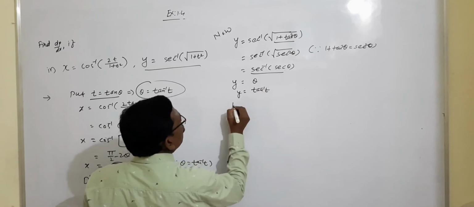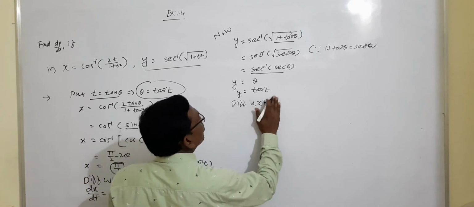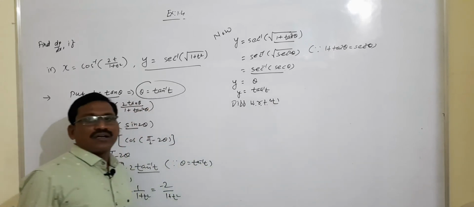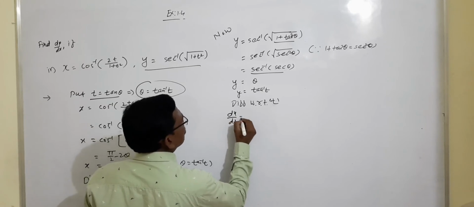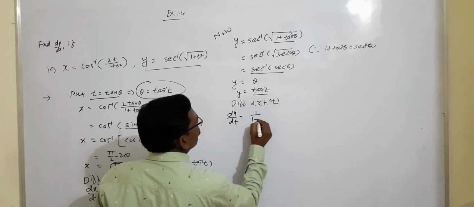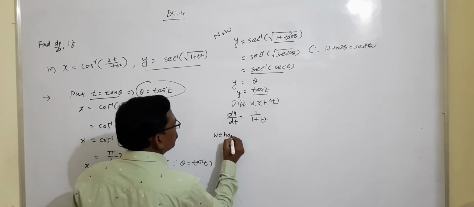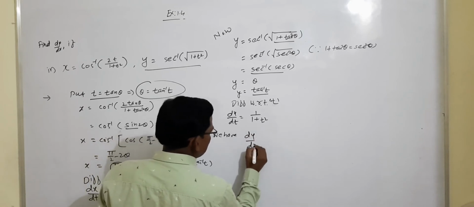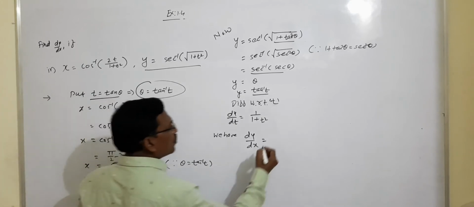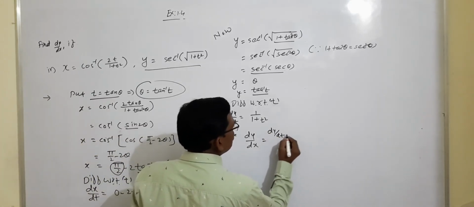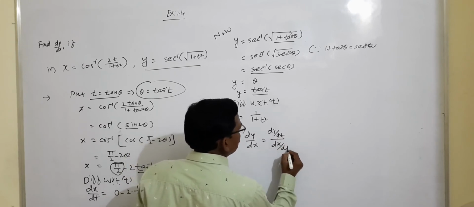Now we differentiate with respect to t, not x. And derivative of y with respect to t is dy by dt is equal to derivative of tan inverse t, which is 1 upon 1 plus t square. Now we have to find dy by dx by derivative of parametric function: dy by dt divided by dx by dt.